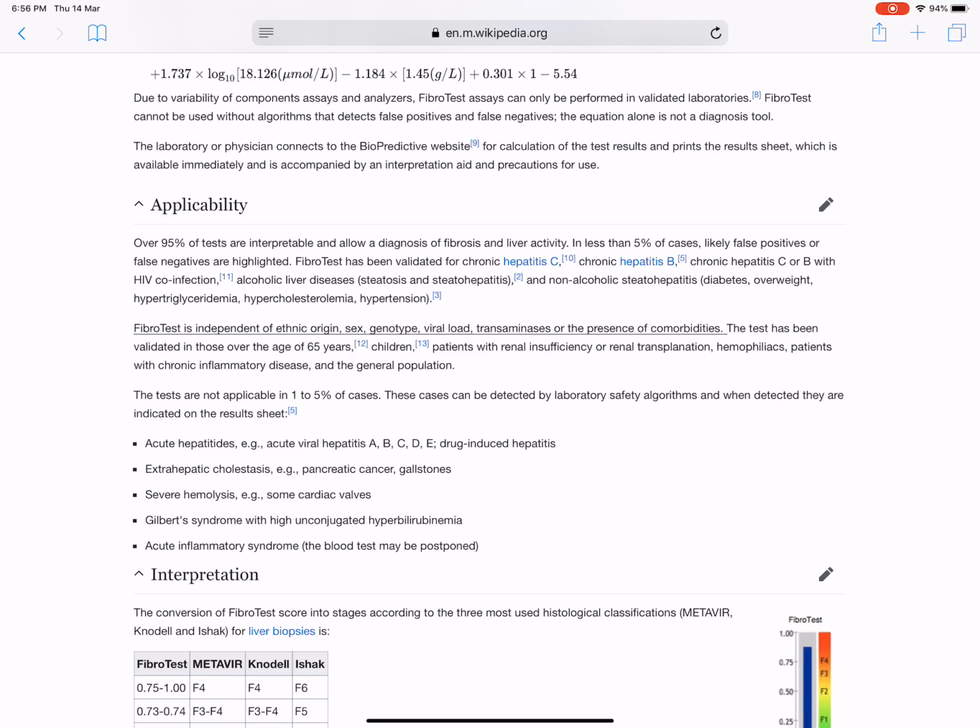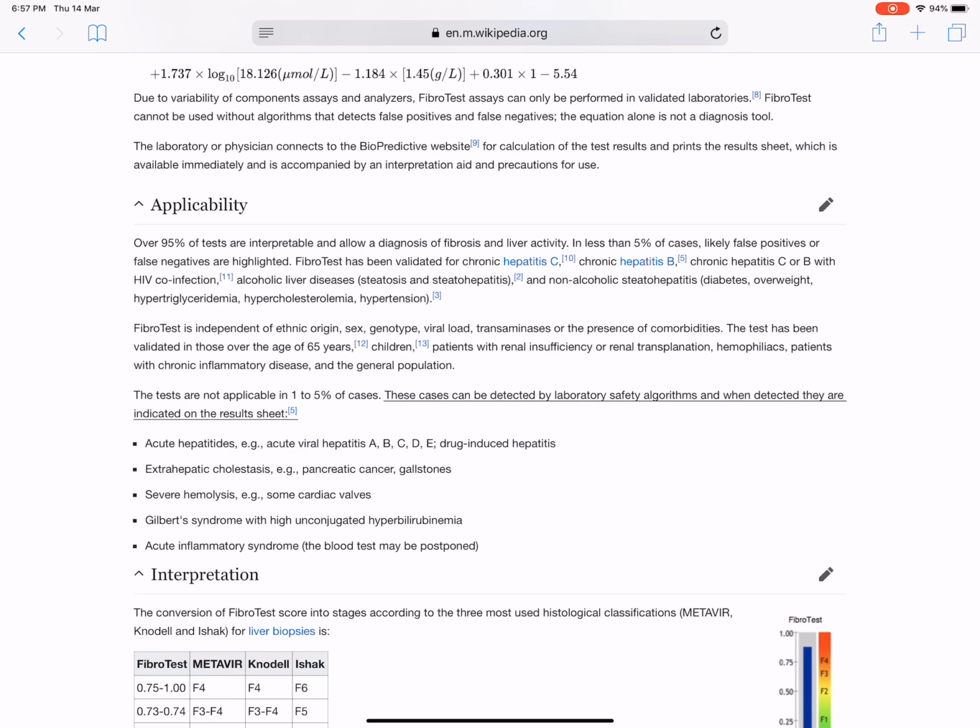FibroTest is independent of ethnic origin, sex, genotype, viral load, transaminases or the presence of comorbidities. The test has been validated in those over a certain age, children, patients with renal insufficiency or renal transplantation, hemophiliacs, patients with chronic inflammatory disease, and the general population. The tests are not applicable in 2% of cases. These cases can be detected by laboratory safety algorithms, and when detected they are indicated on the results sheet.